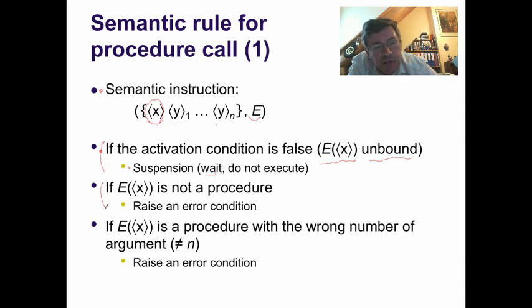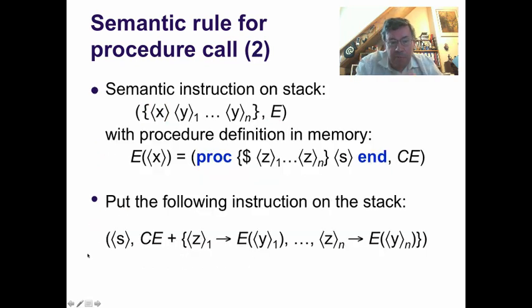The second condition is checked. If E of x is not a procedure, then we have an error. It has to be a procedure. If E of x is the integer 42, we cannot call it like a procedure. And the third one, it has to check the number of arguments, which has to be equal to n. So if this is wrong, we also raise an error condition. So if all of these three conditions are passed, then we will do the actual call. And that's where we have the formal definition. So that's the second part.